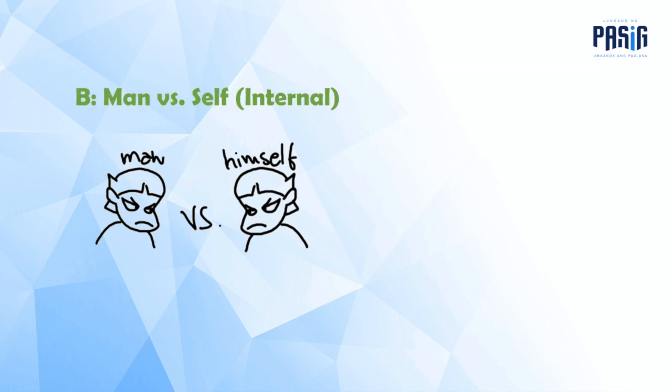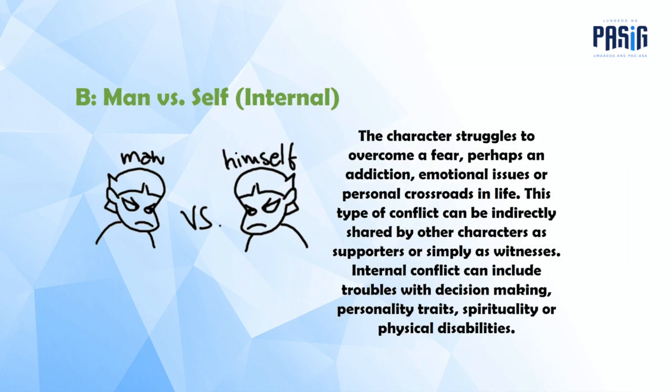Letter B, we have man versus self, which is internal. The character struggles to overcome a fear, perhaps an addiction, emotional issues, or personal crossroads in life. This type of conflict can be indirectly shared by other characters as supporters or simply as witnesses. Internal conflict can include troubles with decision-making, personality traits, spirituality, or physical disabilities.